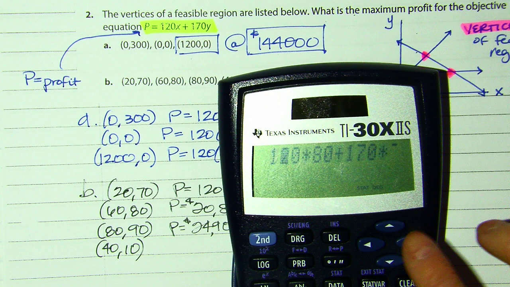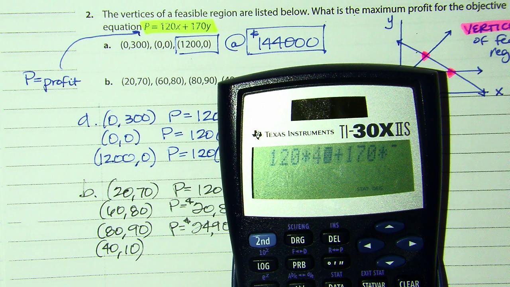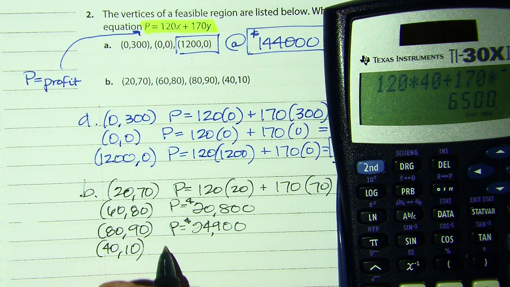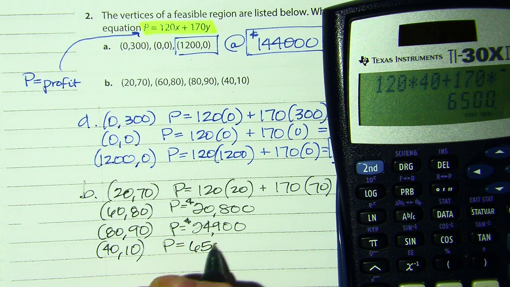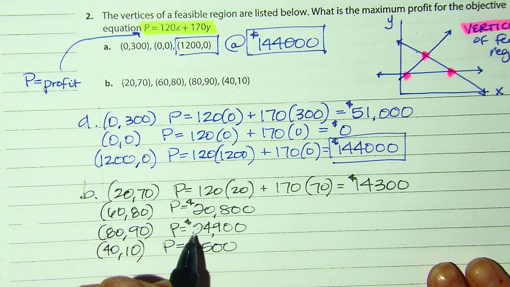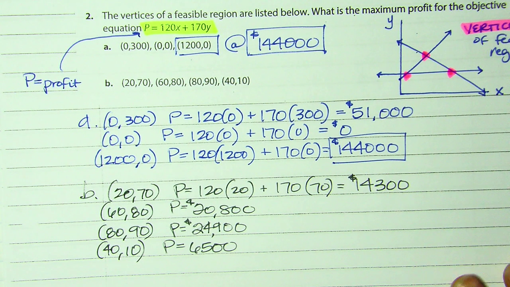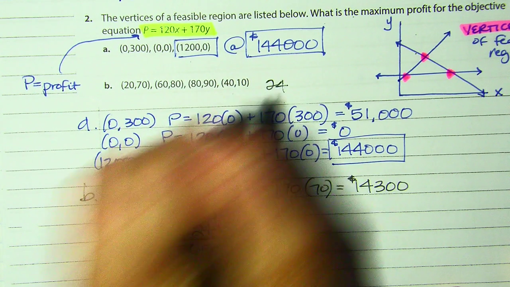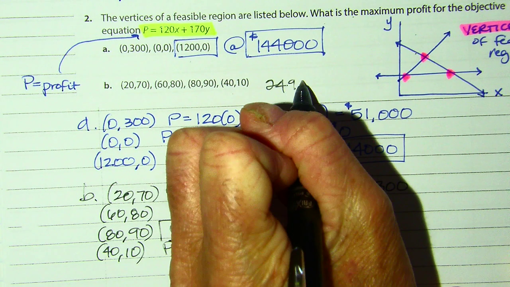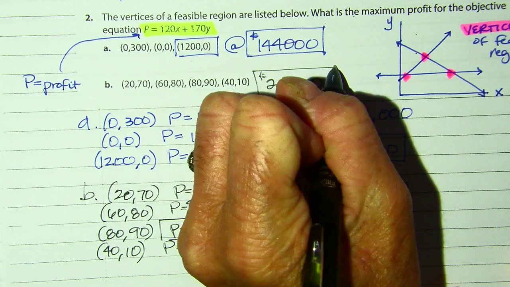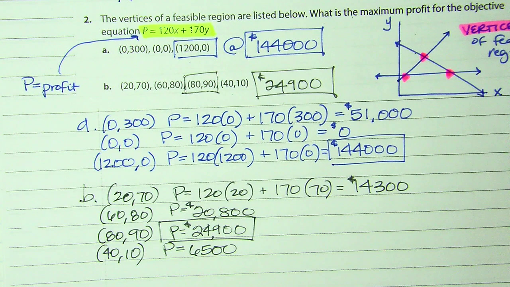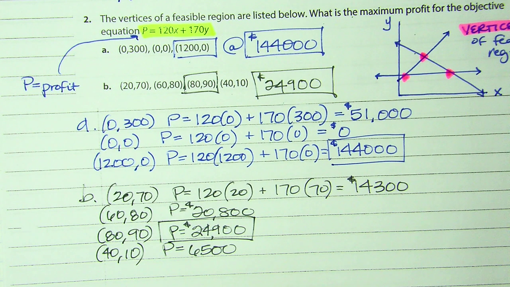And last one, I'm plugging in 40 for x and 10 for y. This bottom one gave me a profit of 6,500. So we're looking for maximum profit, which would be this one. So a maximum profit of 24,900. That's our max profit using this middle point, (80, 90). So pretty simple in the aspect that you are plugging values in.